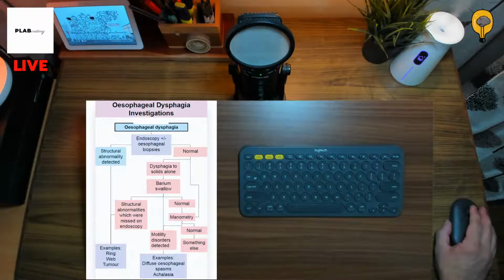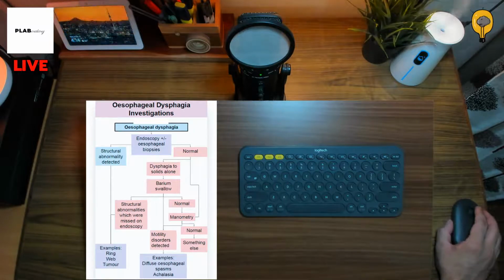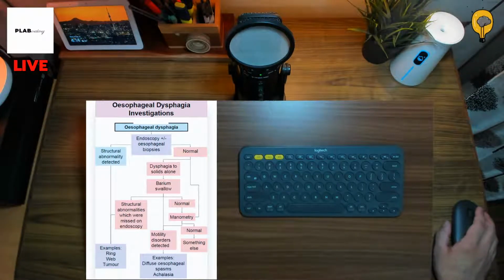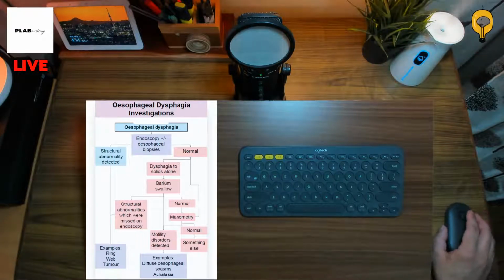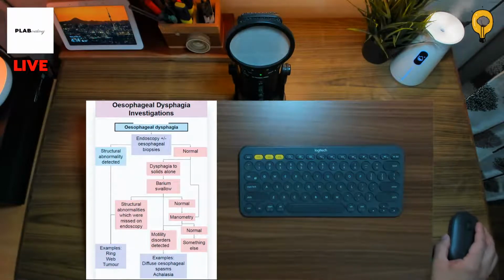Now, barium swallow can be normal, or it can show structural abnormalities which we missed on endoscopy earlier. It can be ring, web, or tumor. If it is normal, we'll carry out esophageal manometry. It can show motility disorders, or it can be normal. If it is normal, then there can be something else. If motility disorders are detected, it can be diffuse esophageal spasm or achalasia. So this is how we'll investigate esophageal dysphagia.